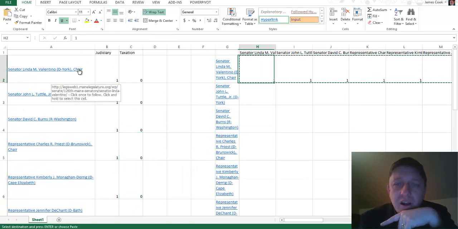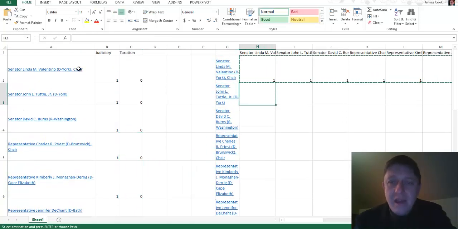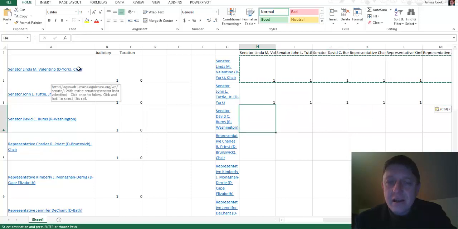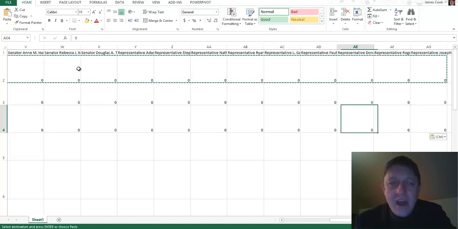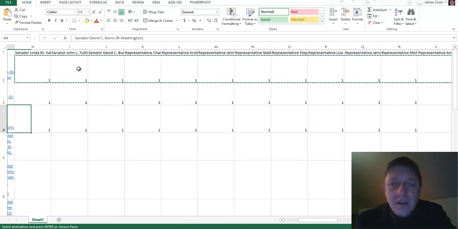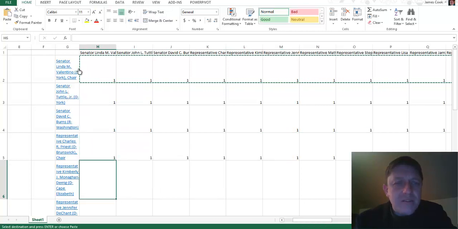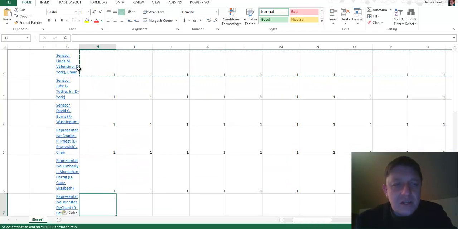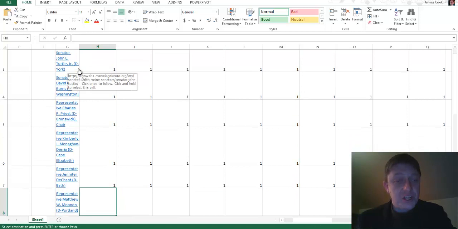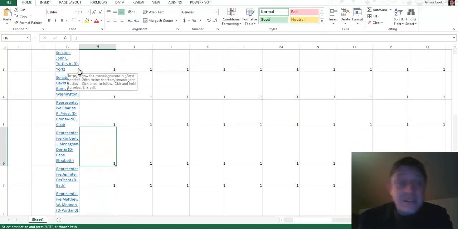So I'm going to head over here and watch. When I paste, everybody else in that row gets the same information as Linda Valentino did. So Representative Deschamps gets the same treatment. Kimberly Monahan-Derrick gets the same treatment. Why? Because they're in the same position. They're sharing the common membership with the same people.